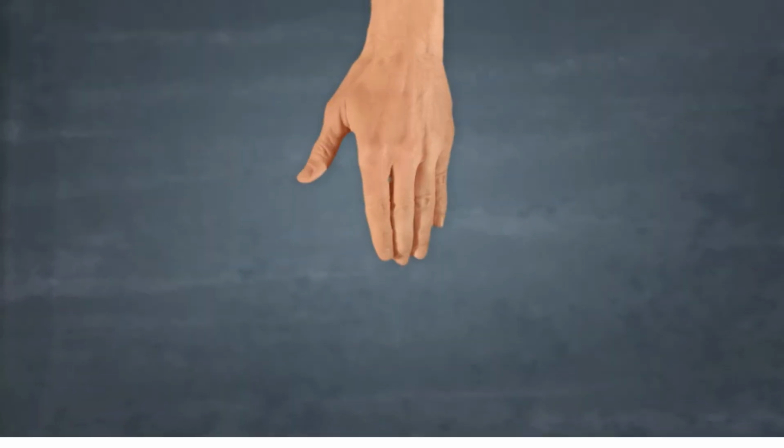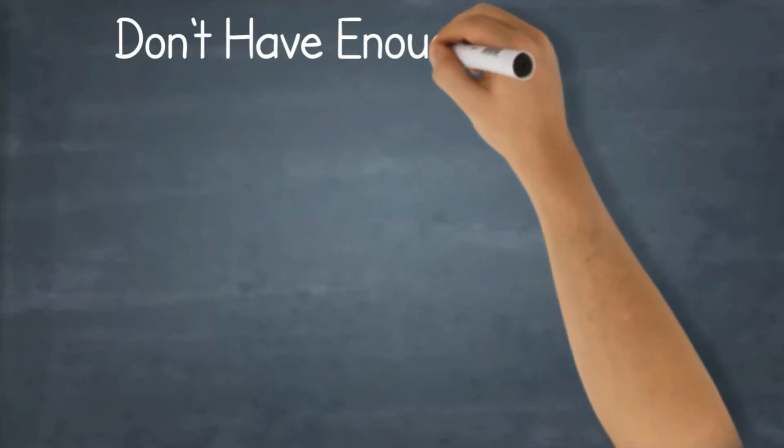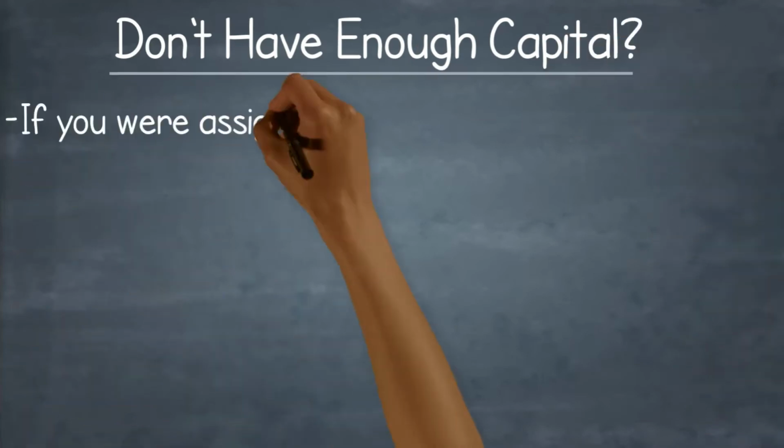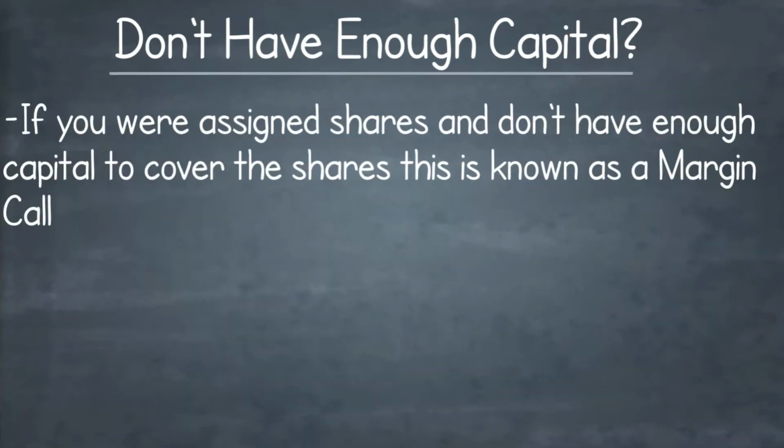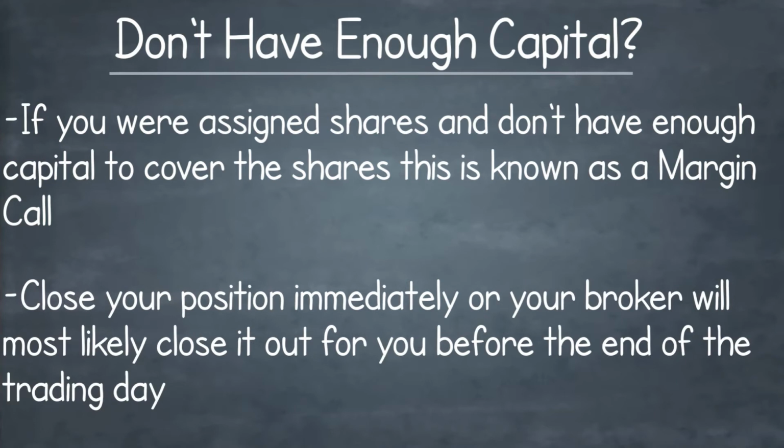Don't have enough capital? Let's say there's an in-the-money call, and you don't have enough capital to take assignment. What happens? Well, if you were assigned shares and you don't have enough capital to cover the shares you were assigned, this would be known as a margin call. You would need to buy or sell to close the position immediately. If you don't, your broker will most likely do it before the end of the trading day.